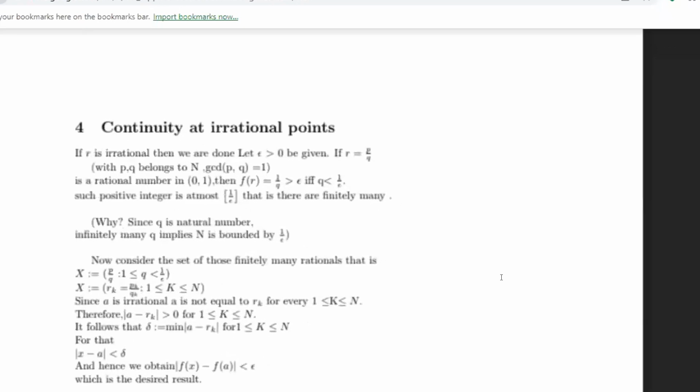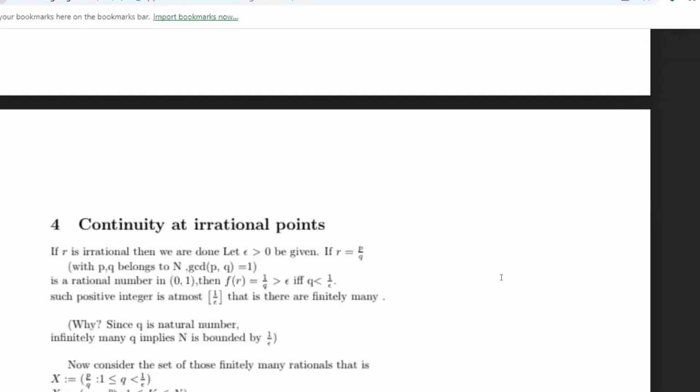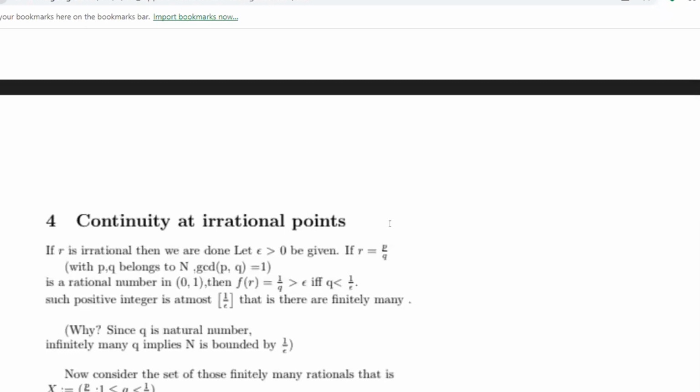Now discussing continuity at an irrational point. That means now my a is irrational and f(a) will be 0. Take any arbitrary r which is irrational; then mod f(r) minus f(a) will be 0 minus 0, which is of course less than epsilon for every epsilon greater than 0. So we are done if r is irrational. What we are looking for is just when r is rational.